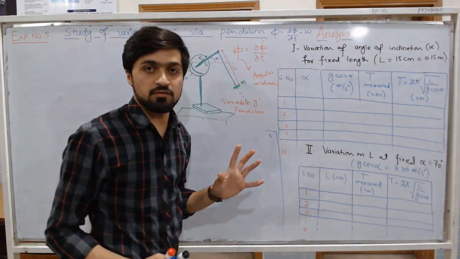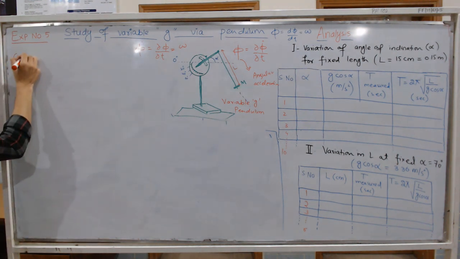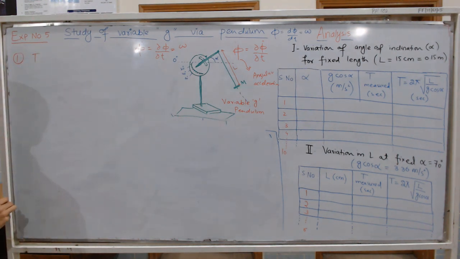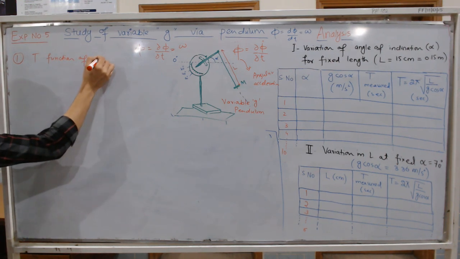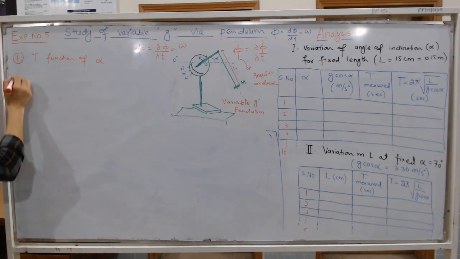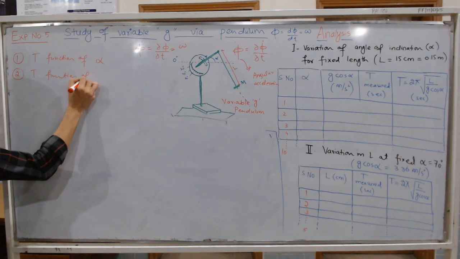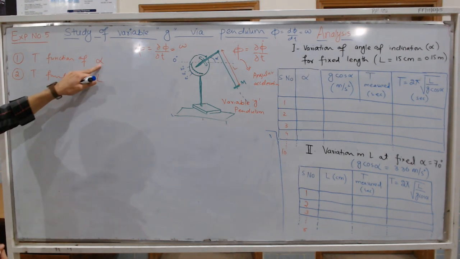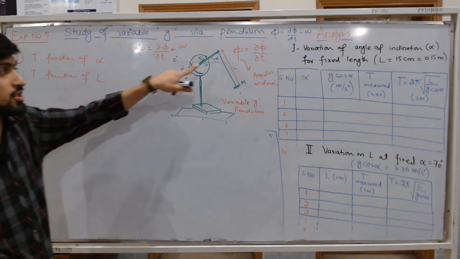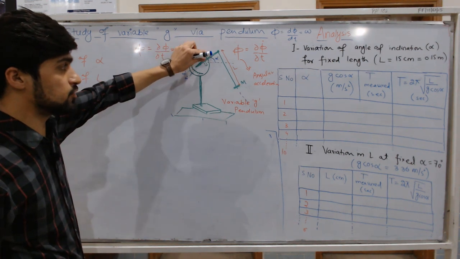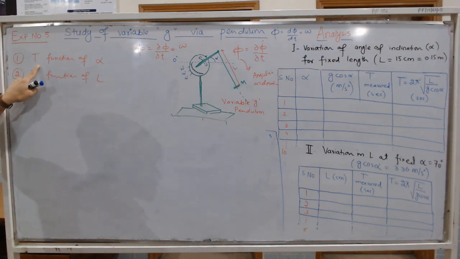Now, there are two parts of the experiment. The first part was to measure the time period as a function of alpha, and the other one was to measure the time period as a function of L. So in the first case, we will keep the L fixed and just change the alpha. Initially it is at 0 degrees, then 20 degrees, then 30, 40, 50, and 60. And we will be studying the time period.